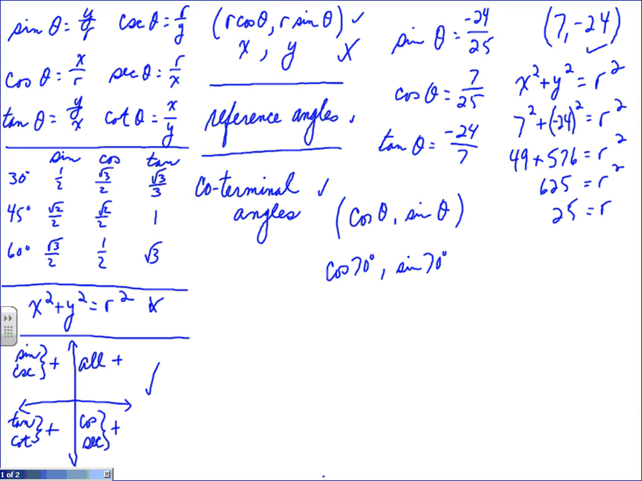For number 16, secant of 100. Calculator doesn't do secant. But secant is a reciprocal of cosine. 1 over cosine of 100. That's all you had to do. Round to the nearest thousandths. -5.759.